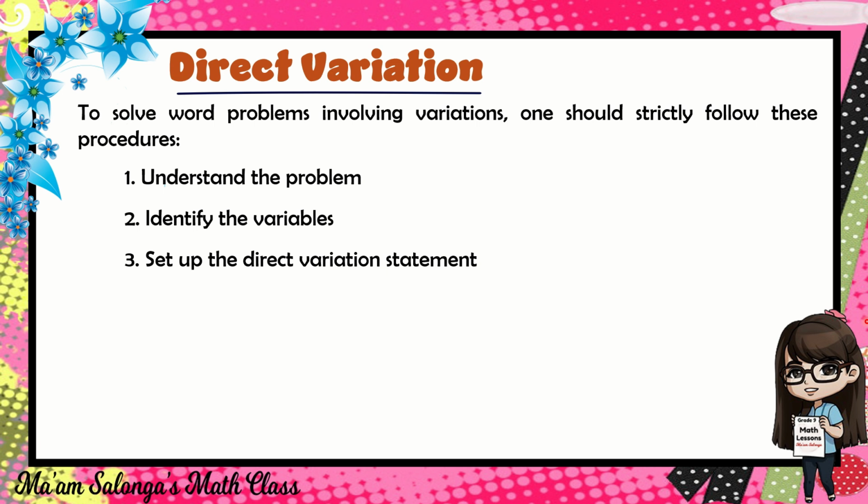Number 3, set up the direct variation equation. Determine which quantities in the problem are varying directly. Number 4, determine the constant of variation. Use the information provided in the problem to find the value of k. Typically, you will be given a pair of values for the two variables that satisfy the direct variation relationship. Then substitute these values into the mathematical equation and solve for k.